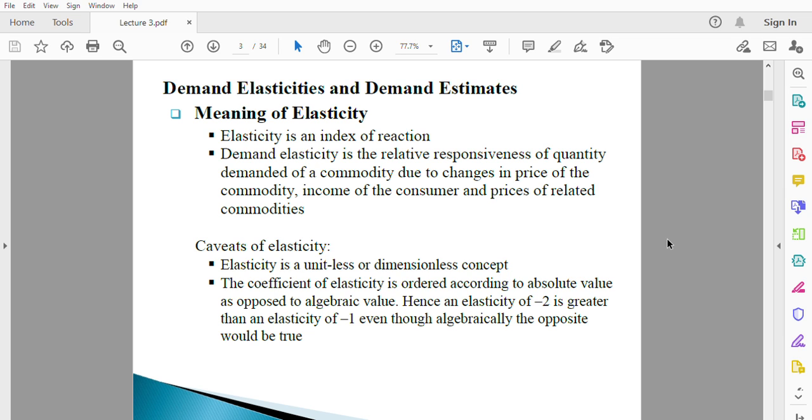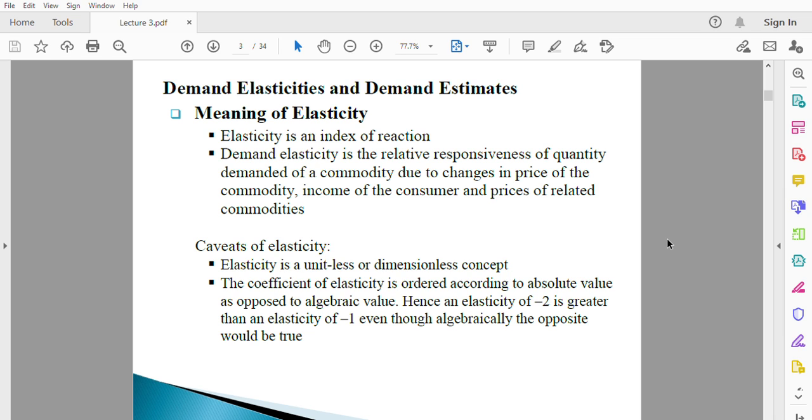So demand elasticity is the relative responsiveness of quantity demanded of a commodity due to changes in price of the commodity, income of the consumers of the commodity, and prices of related commodities. So how quantity demanded will respond when there is a change in price, or there is a change in income of the consumer, or there is a change in price of related commodities.